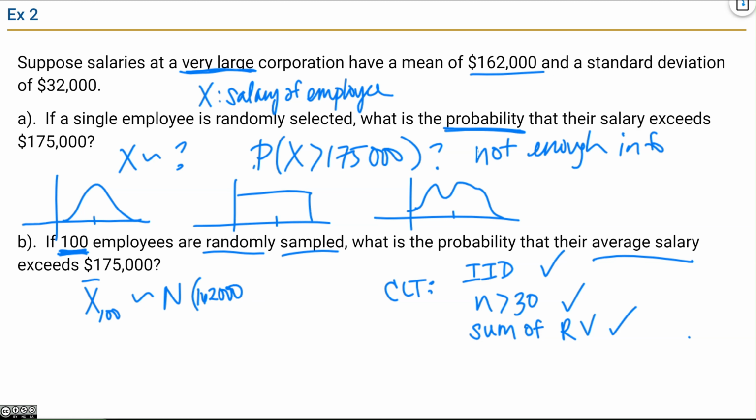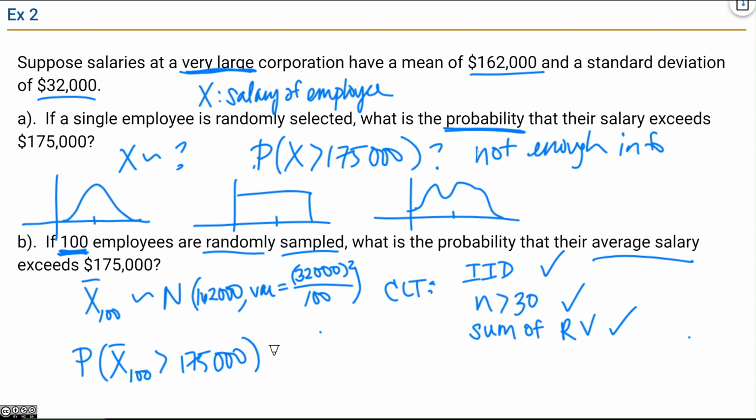Now I need to think of the variance. So the variance is going to be the variance of my original population, so 32,000 squared divided by n, and n was 100. Okay, and now I want to know the probability that this random variable is greater than 175,000. I can definitely just pop this into Python.